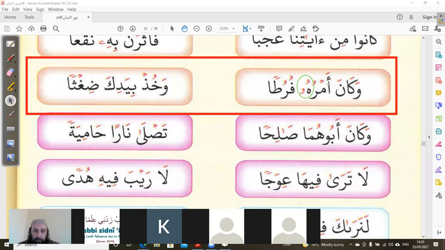وخذ بيديك. Do not extend يدي. Okay. وخذ بيديك. Four of them, they are not long, they are short. وخذ بيديك صغرا. Then, good.